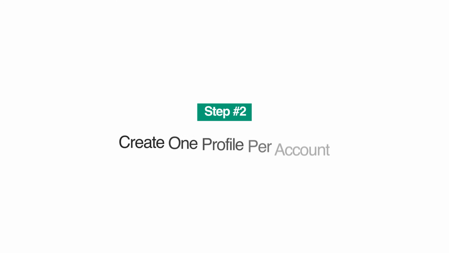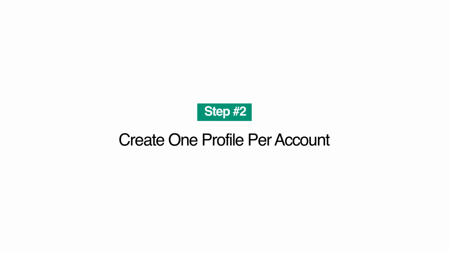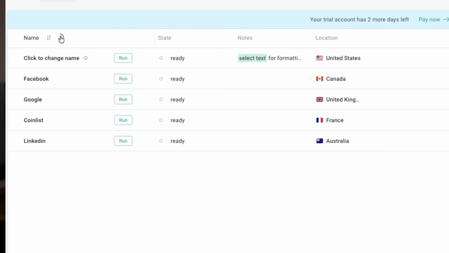Step 2. Create one profile per account. Click Create Profile with plus above your browser profiles. Most people name these after account or client names. It's just for convenience. There's no need to adjust safety settings, as GoLogin does the job for you. The only thing to set up is the IP address.